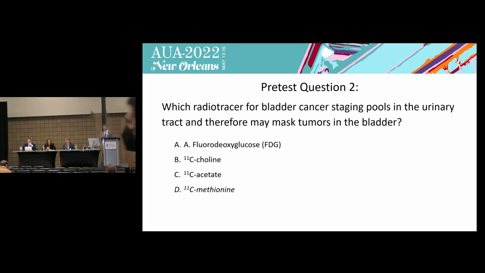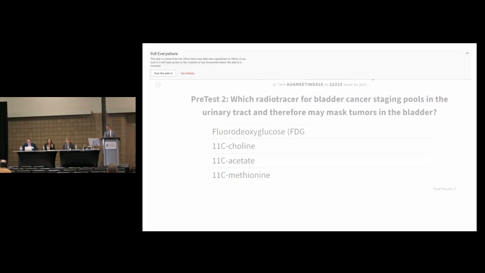Question number 2, which radiotracer for bladder cancer staging pools in the urinary tract and therefore may mask tumors in the bladder? A, B, C, or D: FDG, choline, acetate, or methionine? And I think if I click, we'll go on to test question number 3.